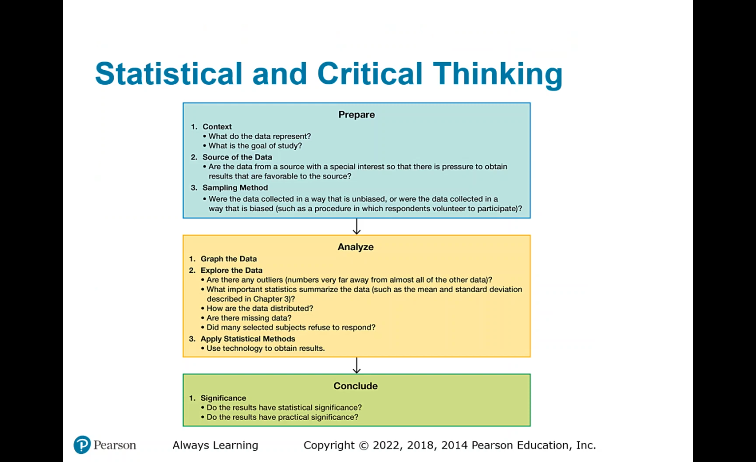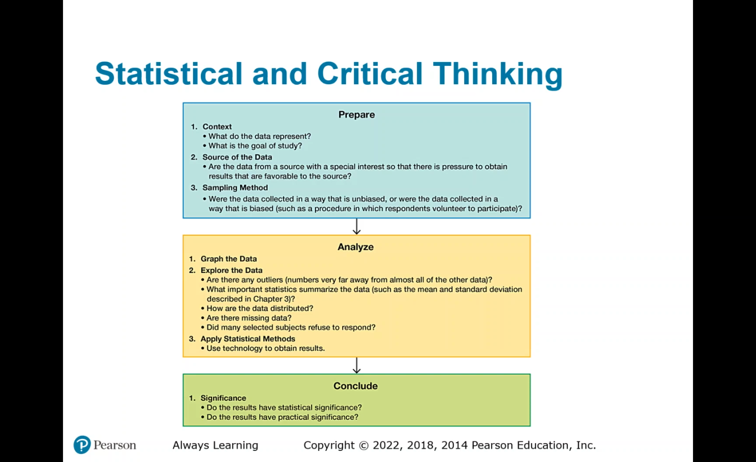Here we have a flow chart that describes our process for statistical and critical thinking. First, we prepare. We look at context, the source of the data, and the sampling method. Under context, we ask, what do the data represent, and what is the goal of the study?